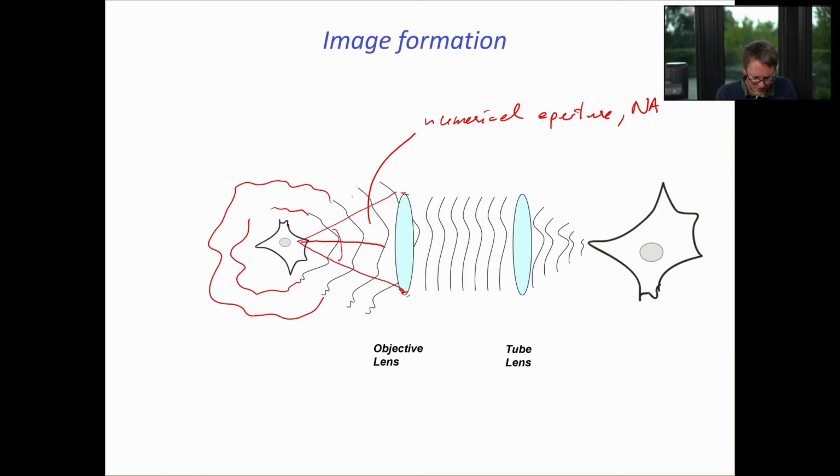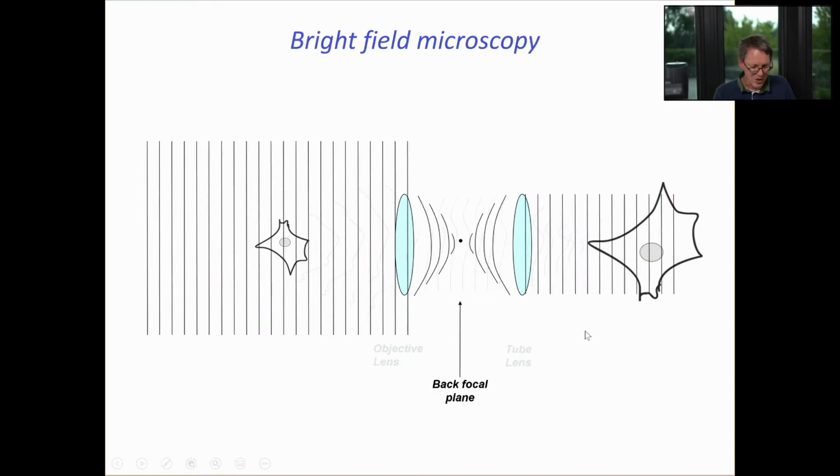So then the light travels on through this space here. It goes through the tube lens, and then you might have a camera plane somewhere around here, and on the camera plane we record the image. There is a problem with this type of imaging here. This imaging is called bright field microscopy, and I want you to remember this.